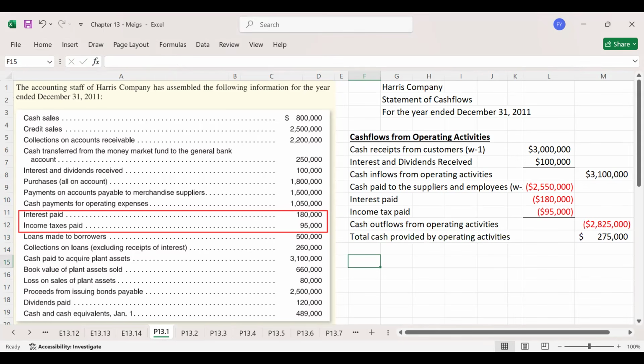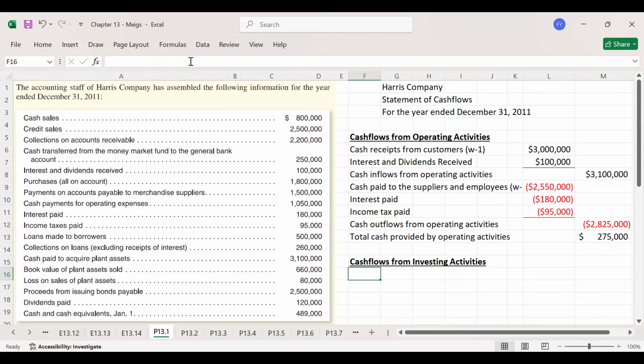The second one is cash flows from investing activities. So cash flows from investing activities, whatever we use cash for investing activities, like loans made to borrowers, or if any collections on loan, or any sale of property, plant and equipment, or any purchase of property, plant and equipment. So these are investing activities.